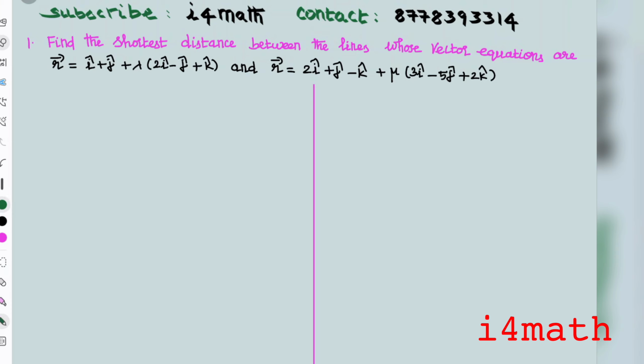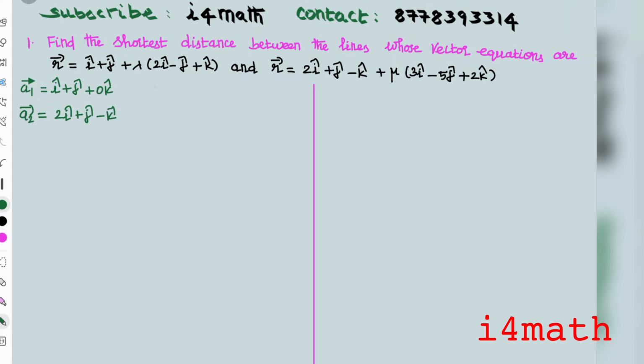Find the shortest distance between the lines whose vector equations are given. From the given two lines, we can write a1 vector, b1 vector, a2 vector, and b2 vector. Here, the a1 vector is i cap plus j cap and 0 k cap. Why are we taking 0 k cap? Because here the k component is not given. So whenever it is missing, we can take it as 0 k cap. And then a2 vector is 2 i cap plus j cap minus k cap.